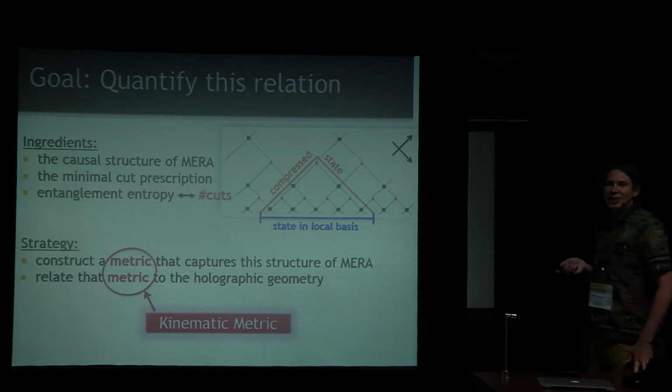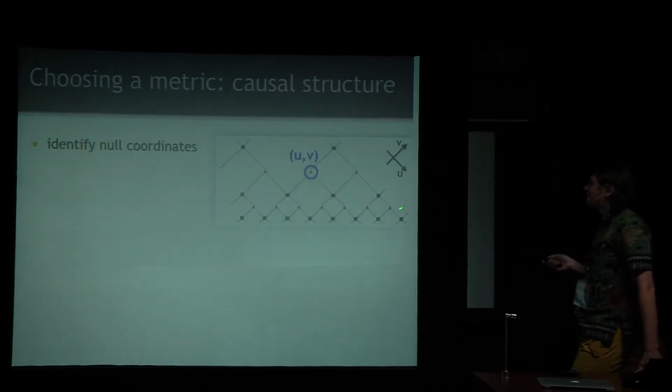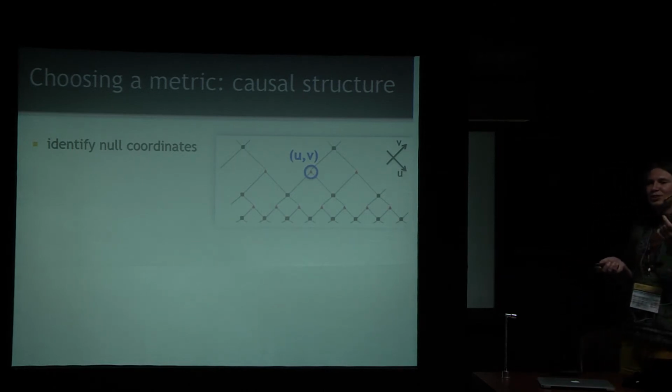I first start with the causal structure of MERA. And that's easy. If I have a causal structure, then I have null coordinates, and I know that my metric has to contain a factor du dv in these null coordinates.